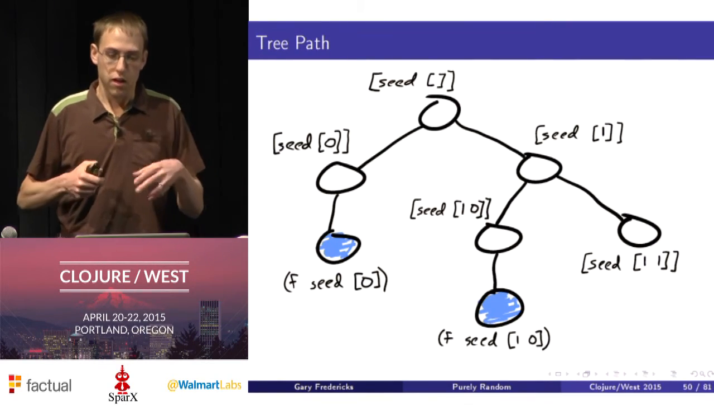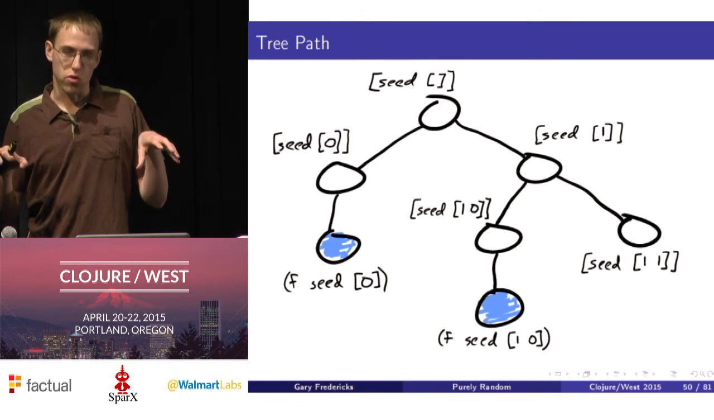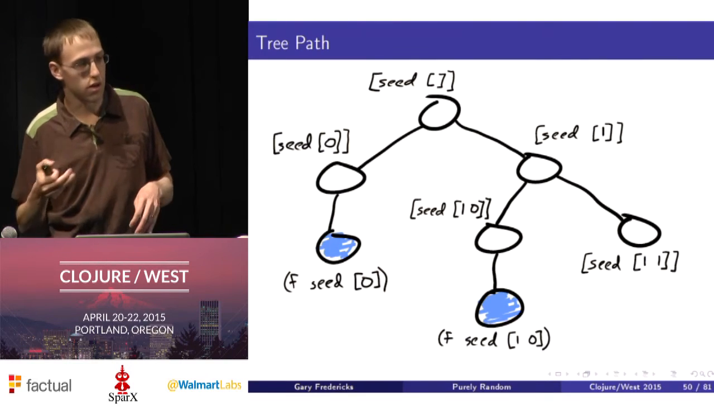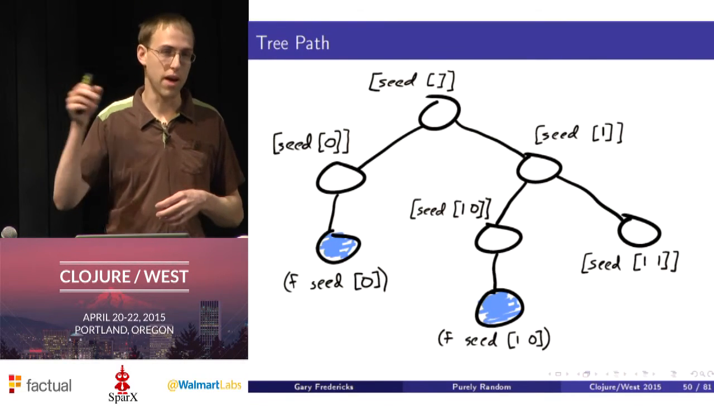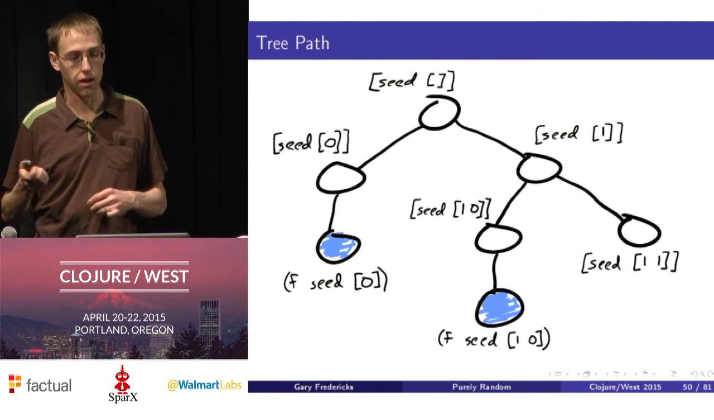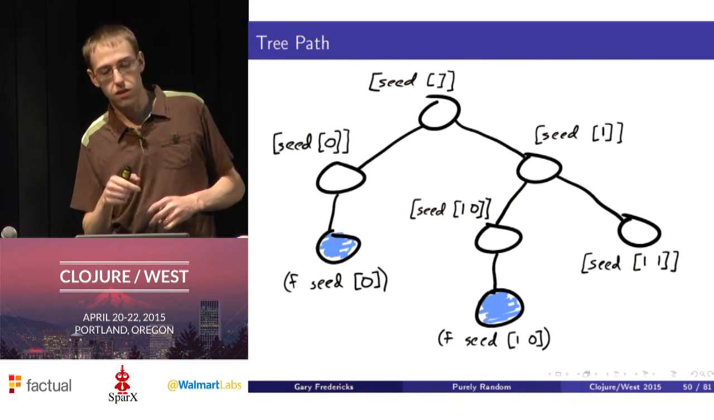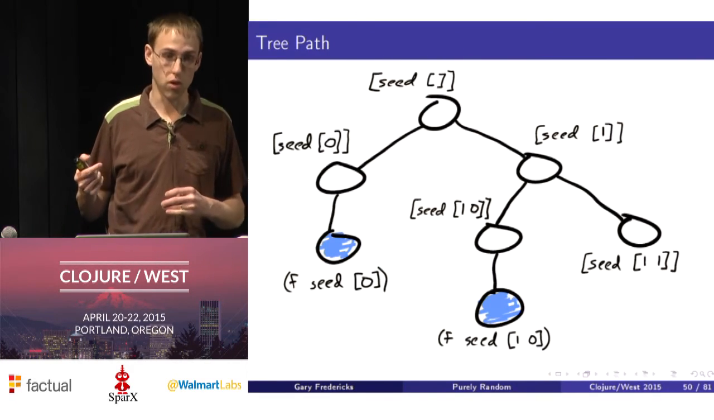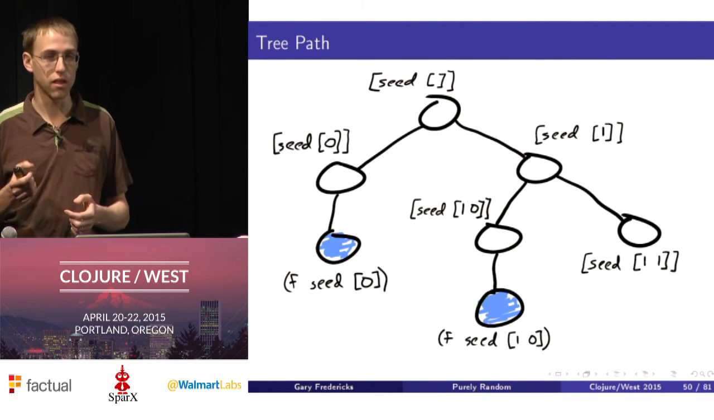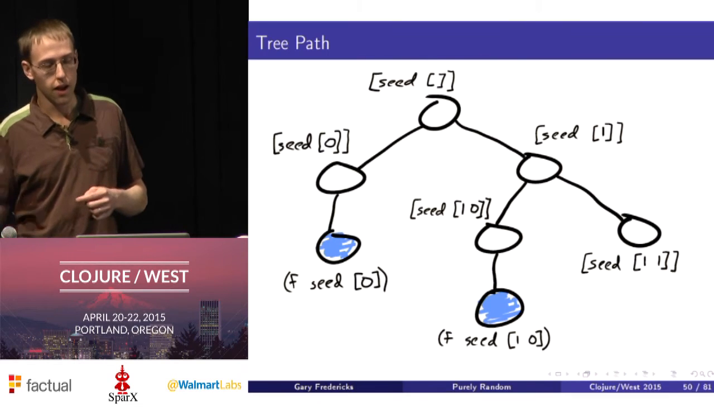So combining those together, looking at our splitting tree, we notice that each generator in the tree can be described uniquely by the path that we took to get there, the left and right steps. So the root of the tree has an empty path. When we go left, we add a 0. When we go right, we add a 1. And we can actually think about our splittable generator as simply being the pair of the seed and the path.